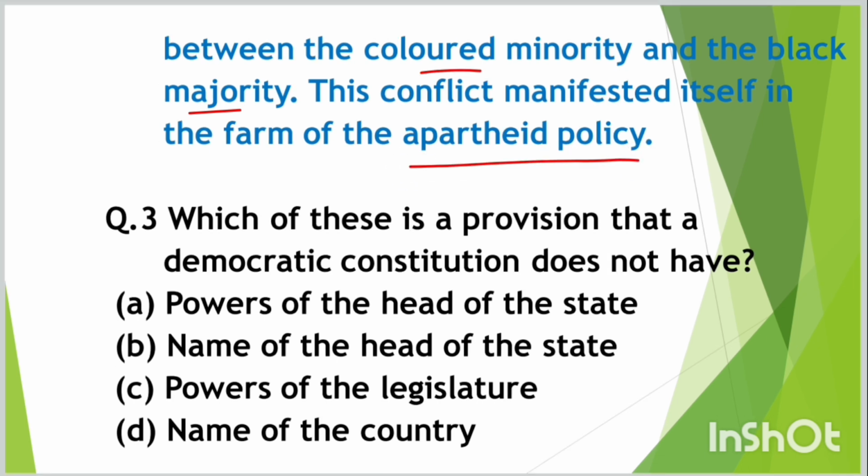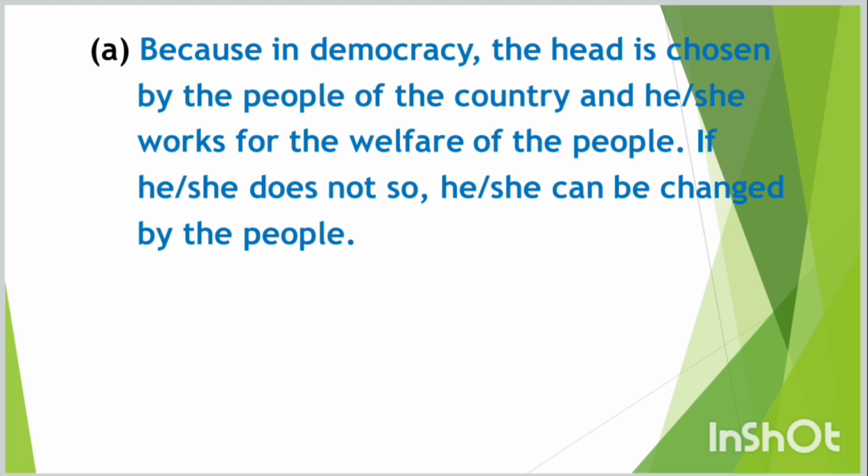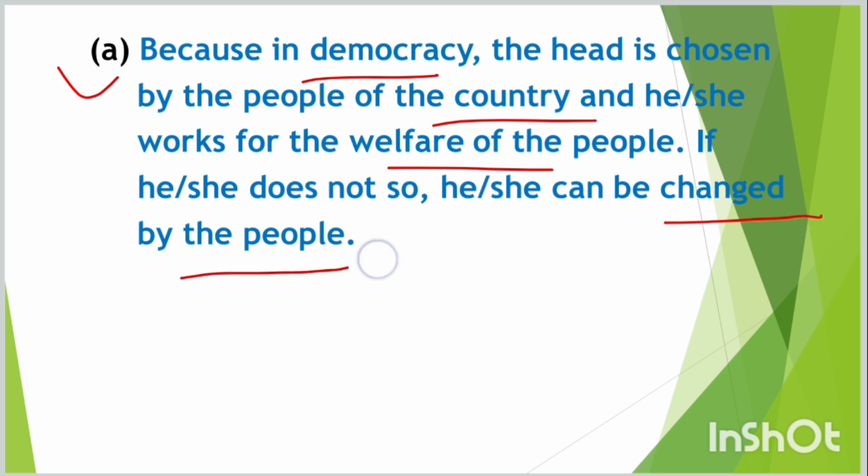So next, question number 3: which of these is a provision that a democratic constitution does not have? First, powers of the head of the state; B, name of the head of the state; C, powers of the legislature; and D, name of the country. So the answer is B, because in a democracy the head is chosen by the people of the country and he or she works for the welfare of the people. If he or she does not do so, he or she can be changed by the people.